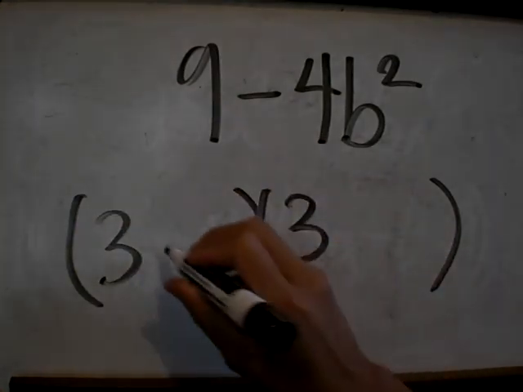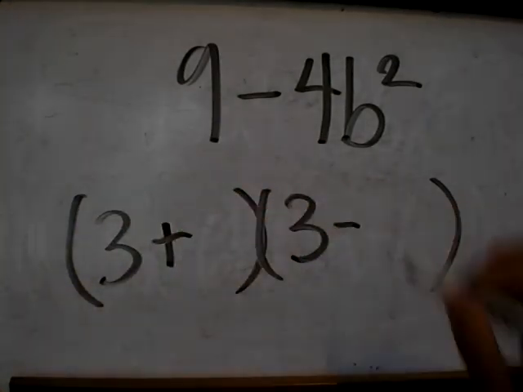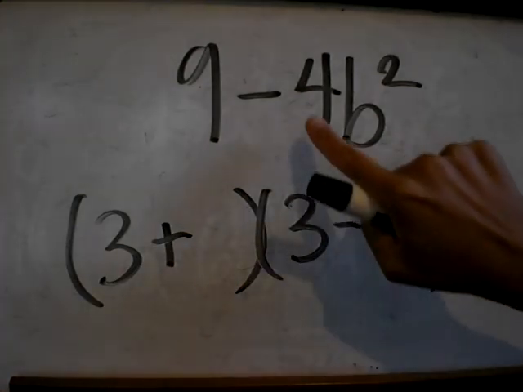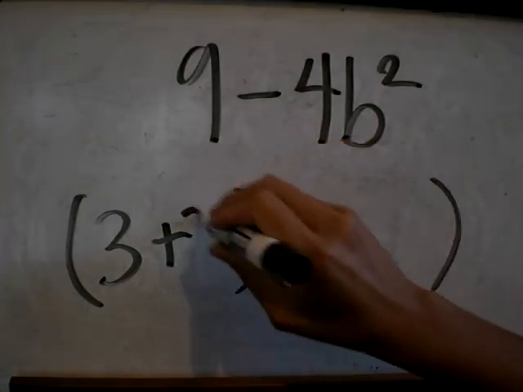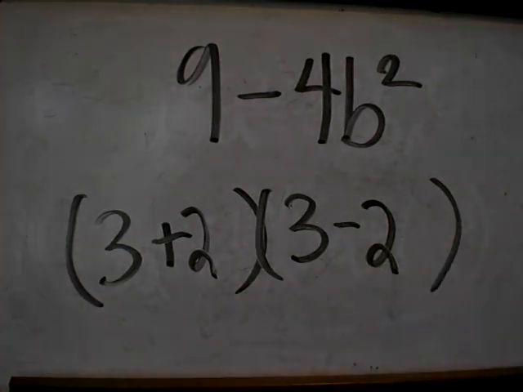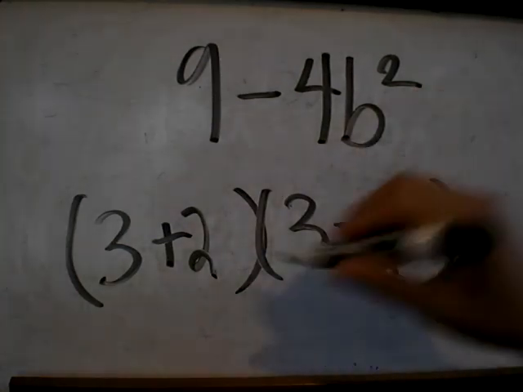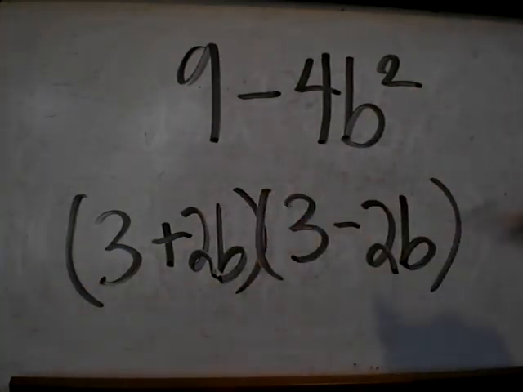And then our signs, same thing, plus, minus, okay. And then square root of 4 is 2. Put that in there. And then the square root of b to the second is b. There you go.